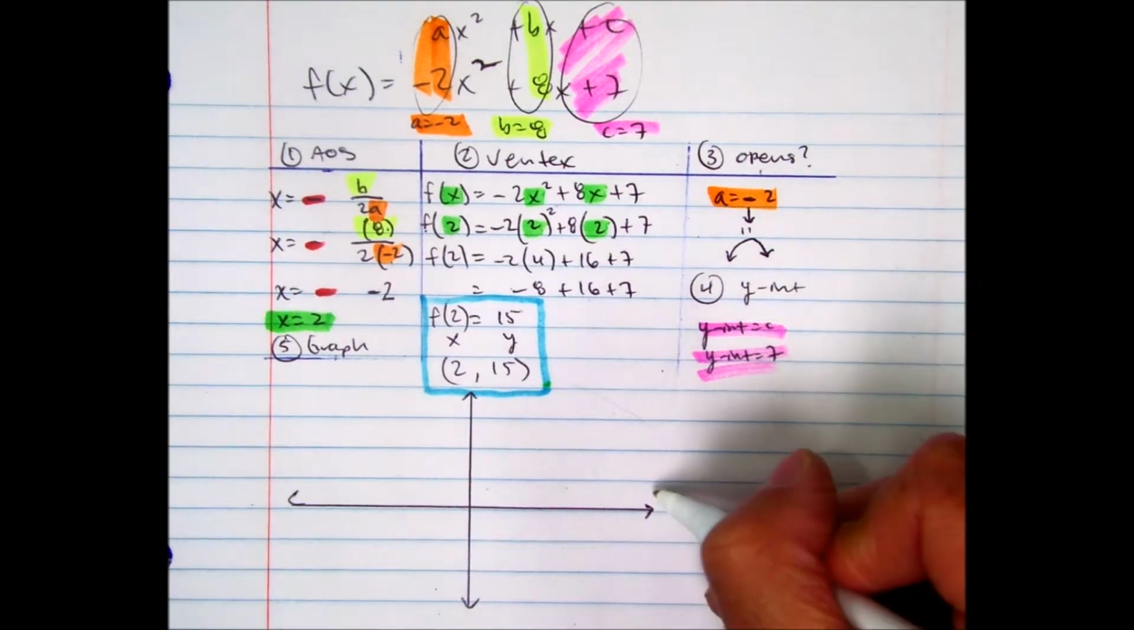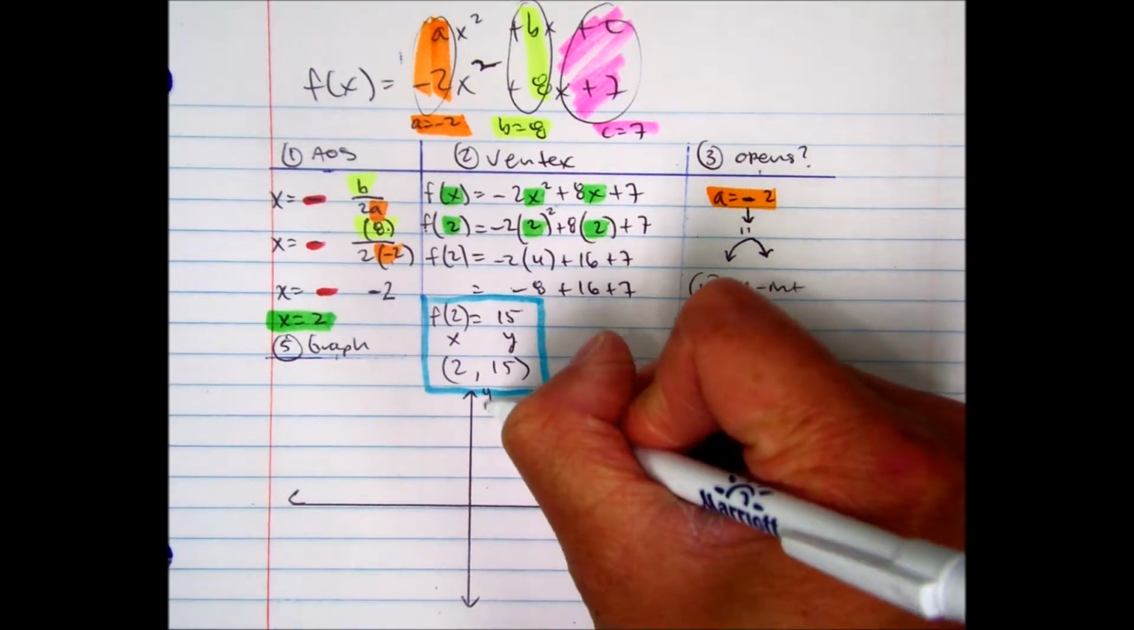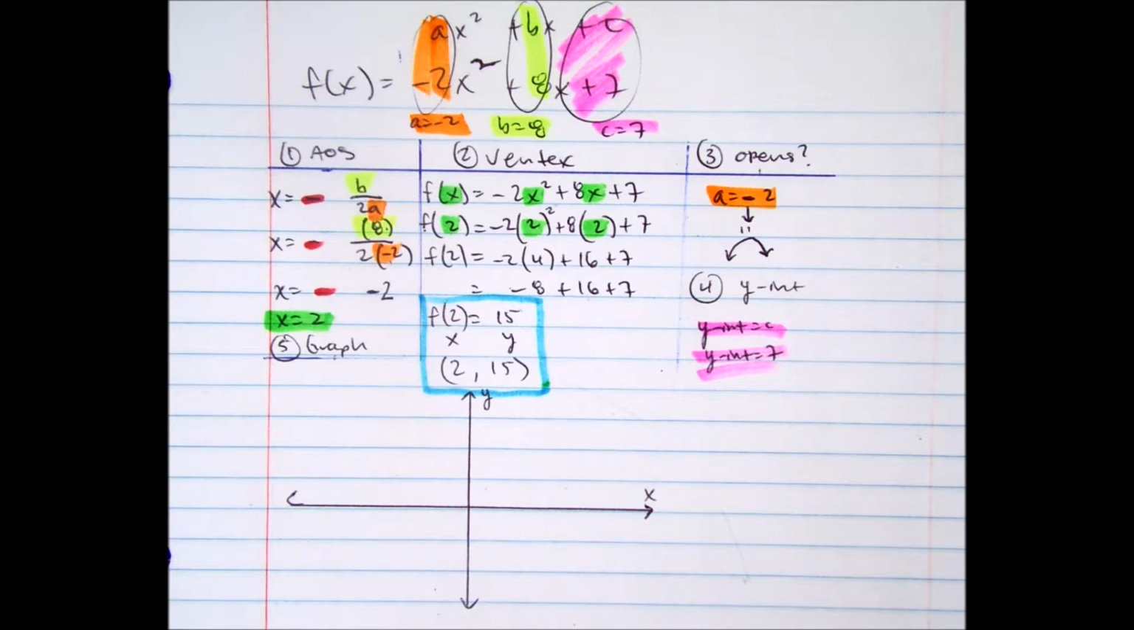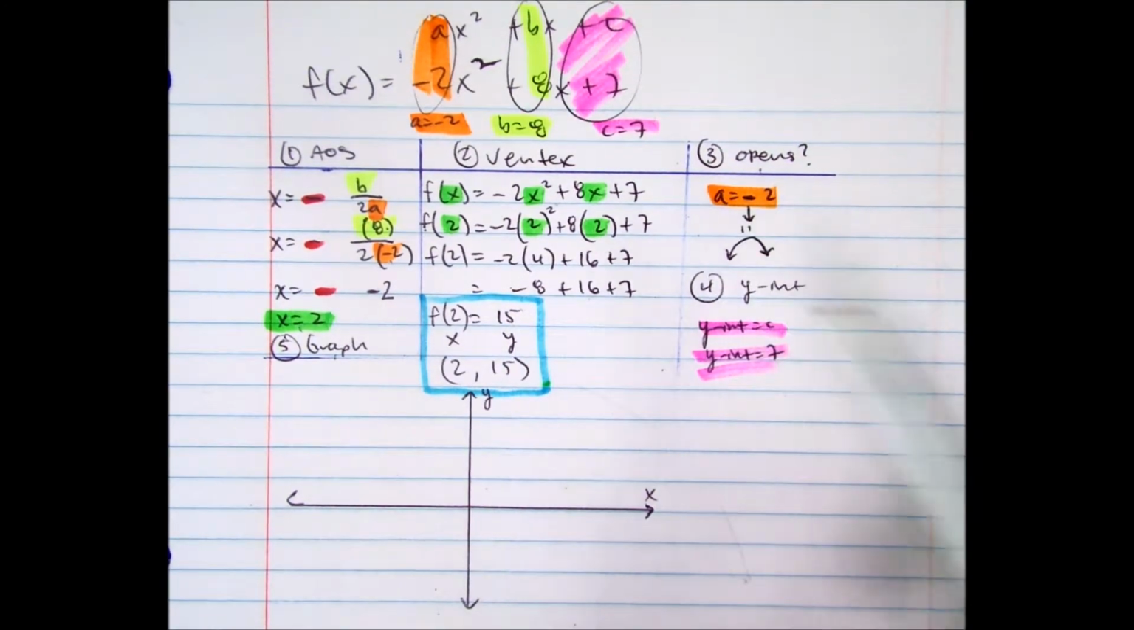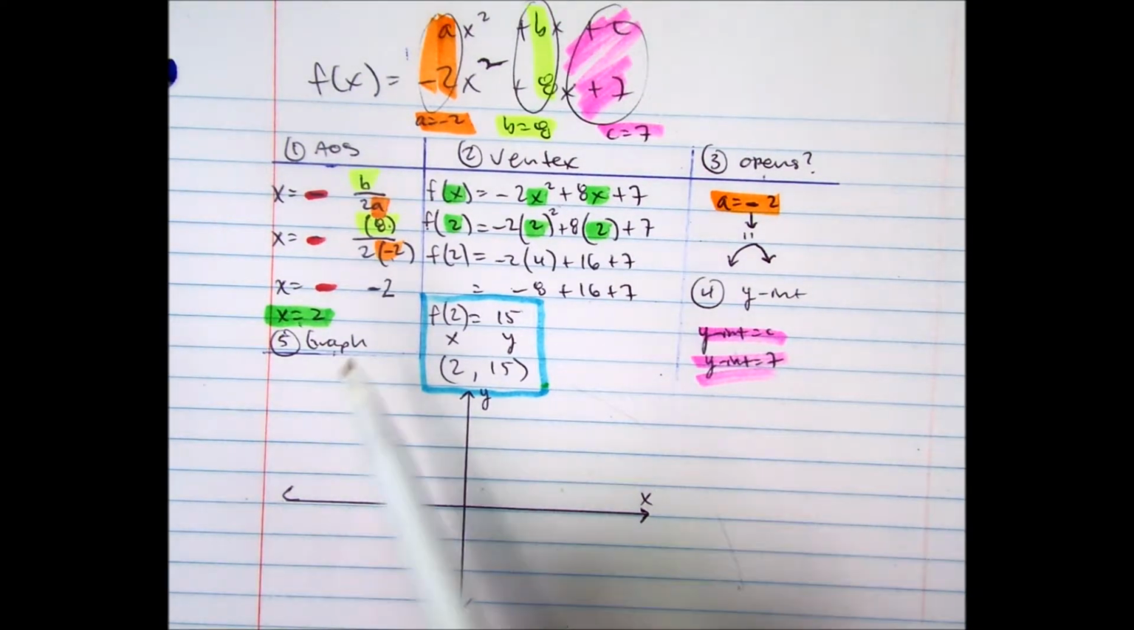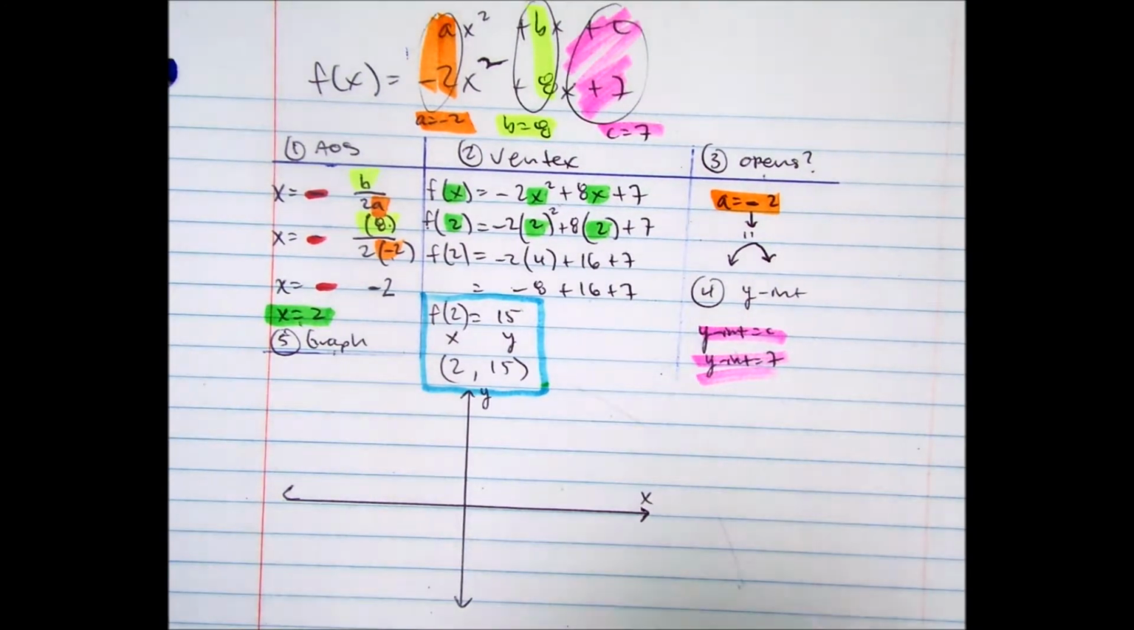This is the x coordinate, this is the y coordinate. And I'm going to go through my 4 clues, 1, 2, 3, and 4, and I'm going to put those on my graph, and it's going to help us. Okay, first one I'm going to do is the axis of symmetry.